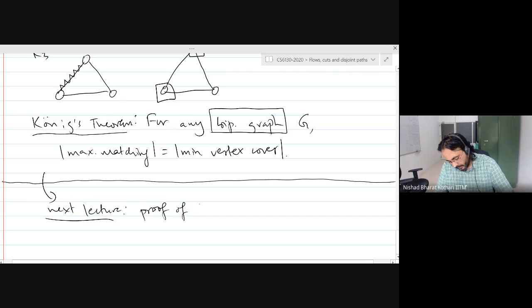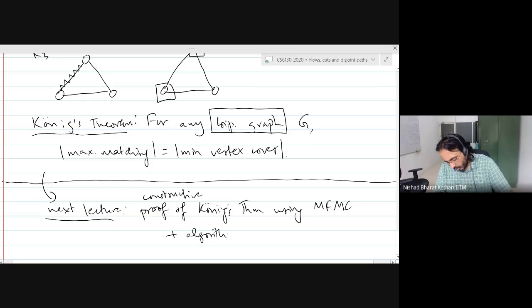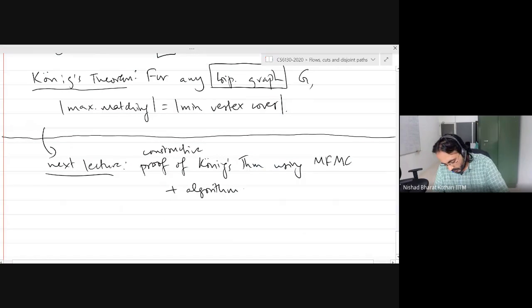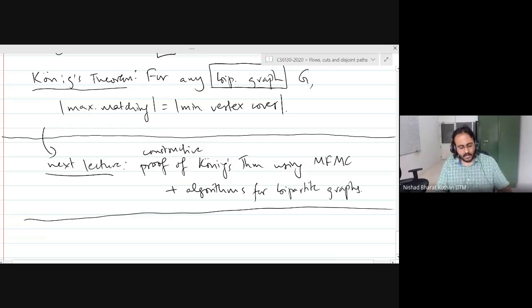Proof of Koenig's theorem using Max-Flow-Mincut. And not only will it be the proof, it will be a constructive proof, which means that you will be able to get algorithms for both the problems, maximum matching and minimum vertex cover in a bipartite graph. Okay. So let's see if we can complete that. But if not, then I will try to at least cover a proof sketch and I will put the proof in the notes.